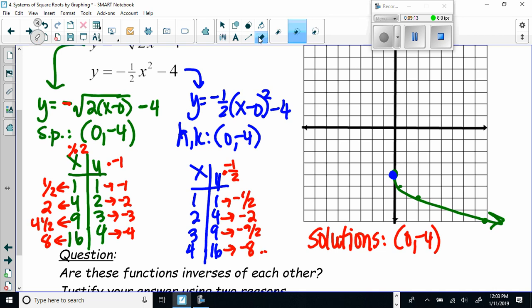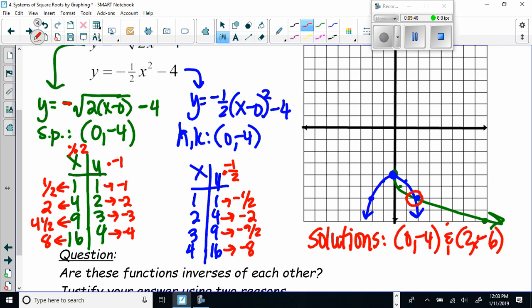All right, so here are my directions from my table. At the starting point, I'm going to go to the right 1 and down 1/2. And remember, there's a mirror image on the other side. I'm going to go to the right 2 and down 2. And there's a mirror image on the other side of the axis of symmetry. And that's about all that I'm going to get in here. But it was enough to help me find my second solution. My second solution is at 2, -6. Okay, so I had one solution here and one solution at 2, -6.